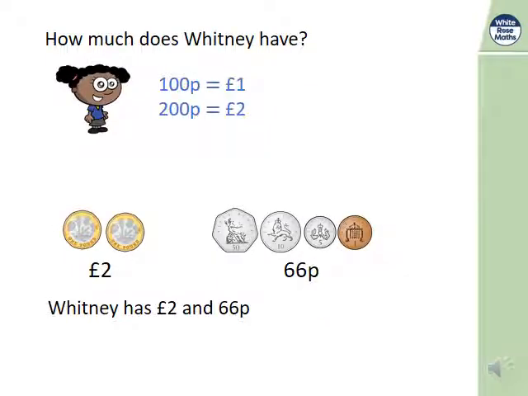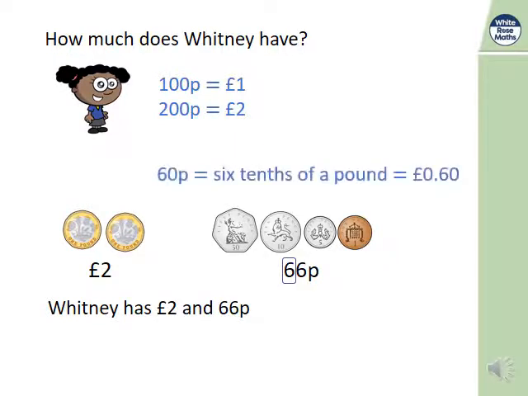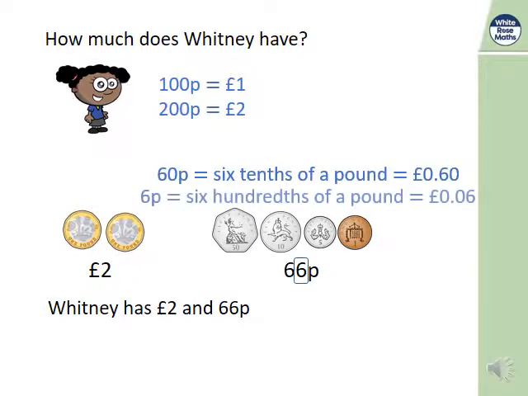Looking back at how much Whitney has, she has 266 pence. That 6 is worth 60p, which is equal to 6/10 of a pound, which is equal to £0.60. And if we have the 6p out of the 66p, 6p is equal to 6/100th of a pound, which is the same as £0.06. So £2.66 is the same as 2.66. So we can see how money relates to our decimal knowledge of our tenths and our hundredths.